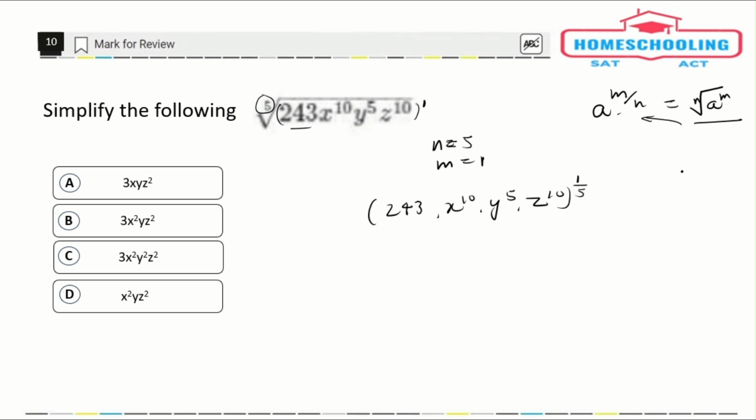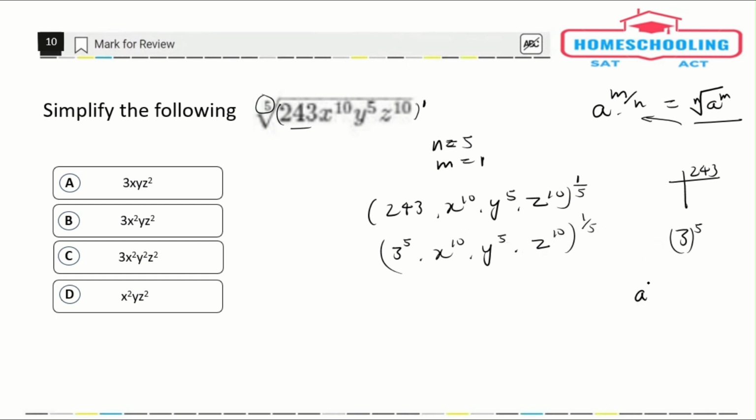First, we'll find the factors of 243. As far as I remember, 243 would be 3 to the power 5. So what we're going to do here is 3 to the power 5 into x to the power 10 into y to the power 5 into z to the power 10, and the whole to the power 1 divided by 5. So now we will multiply this power for each of them.